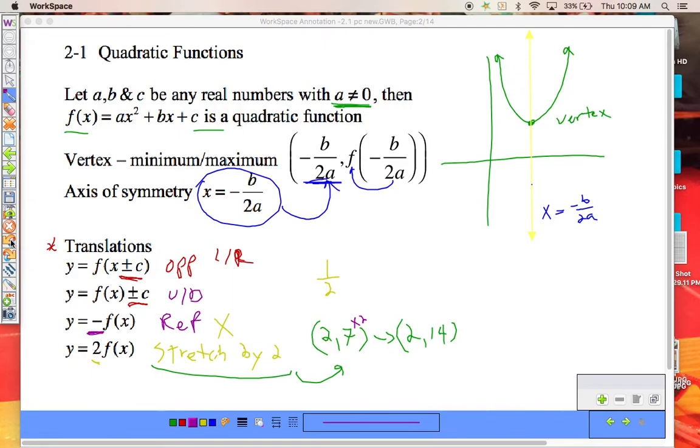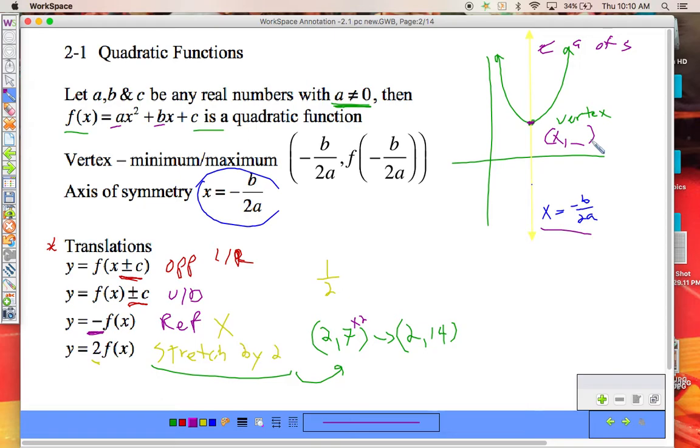All right, your vertex, which is your minimum or max, is going to be the ordered pair, negative b divided by 2a, comma f of negative b divided by 2a. Your axis of symmetry, which I have over on the side, A of S, is going to be a vertical line that goes through the vertex. It's x equals negative b over 2a, where my a and b are the numbers in front of x squared and x. So once I get this x value of this vertex, I'm going to use it in the function to find the y value.